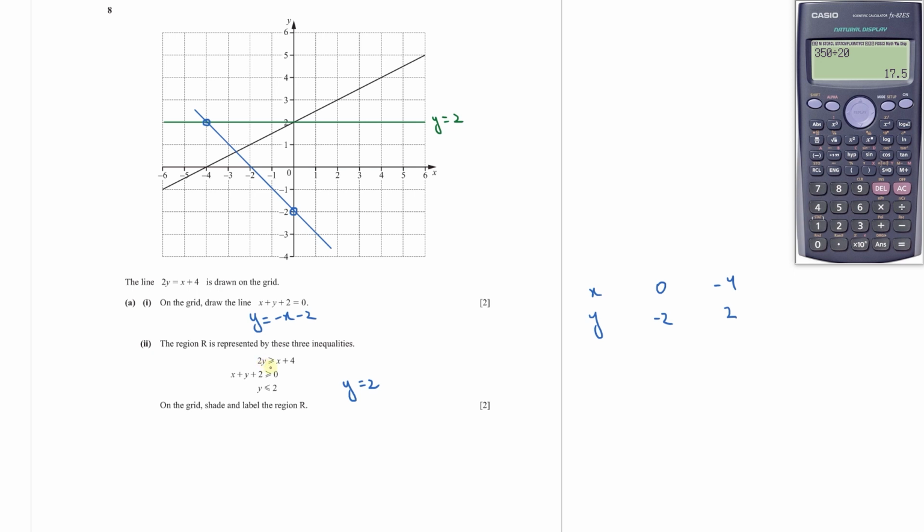Now you have to shade the region above the line 2y equals x plus 4. This is the line that is already given. Also above the line x plus y plus 2 greater than or equal to 0. This is the line for the equation x plus y plus 2 equals 0, so above this line means this way. And then y is less than or equal to 2, which means below this green line. So you will shade this region, which is the region R, and we can label this as R.